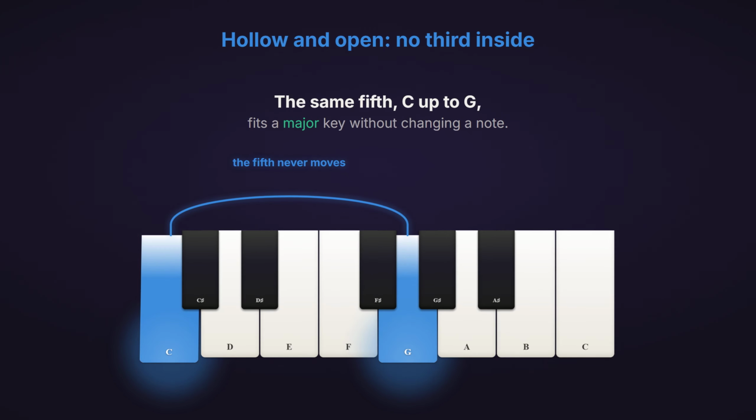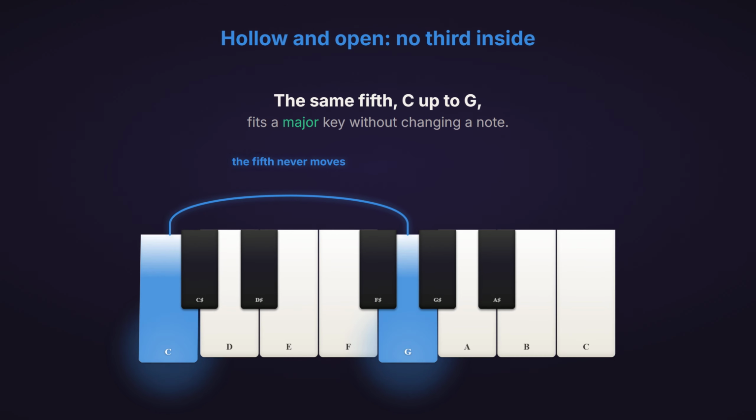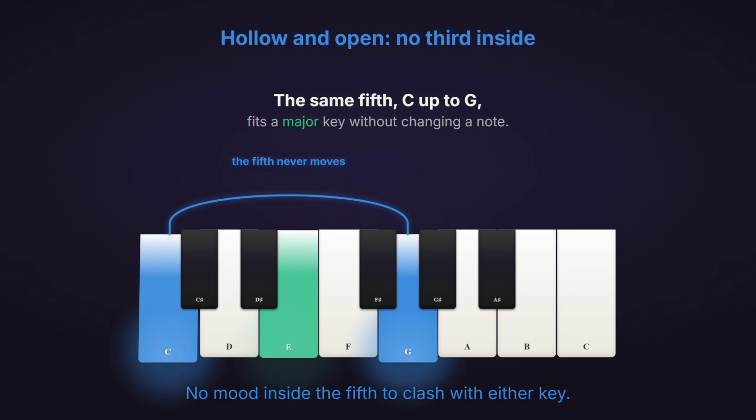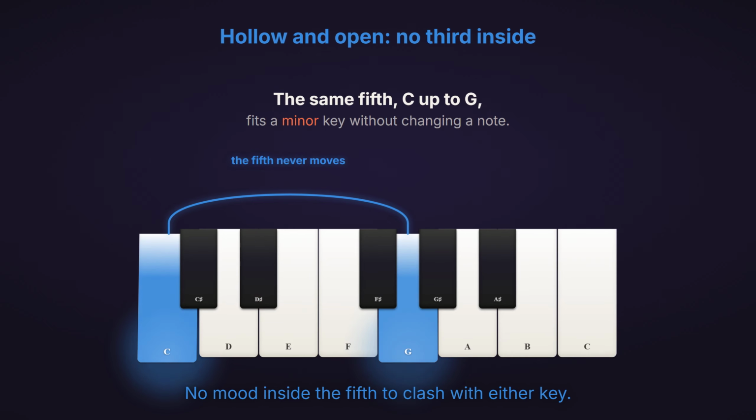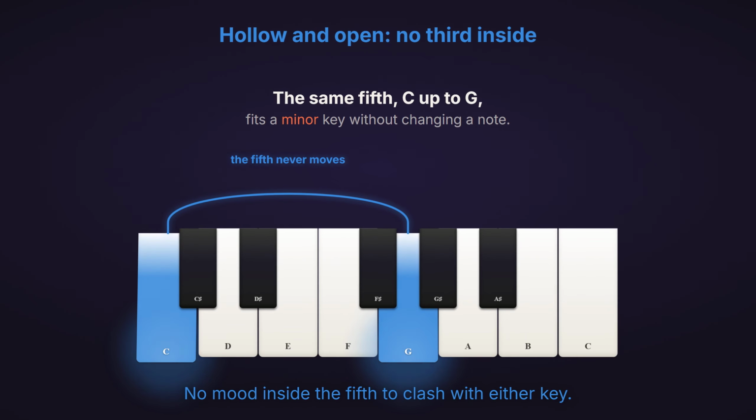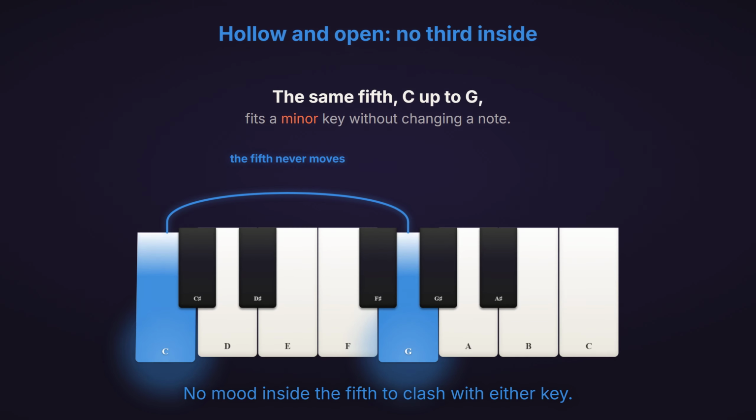Here is a neat proof of exactly that. The same perfect fifth, C up to G, fits inside a major key and a minor key without changing one single note. Listen to that fifth sitting under a cheerful, major sound, the rest of the chord around it bright and warm. Now listen to the very same two notes, then under a darker, minor sound. The notes of the fifth never move, not by a hair, because there is no mood locked inside them to clash with either world. The major notes can come and go, the minor notes can come and go, and the fifth sits there unbothered through both. That is precisely why these intervals feel like a stable frame rather than a feeling.